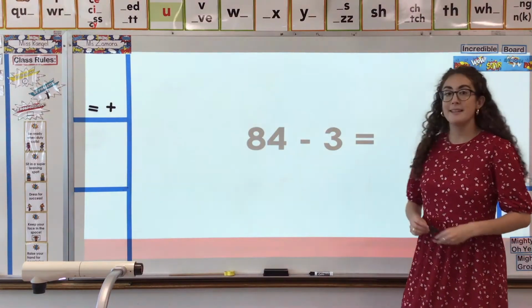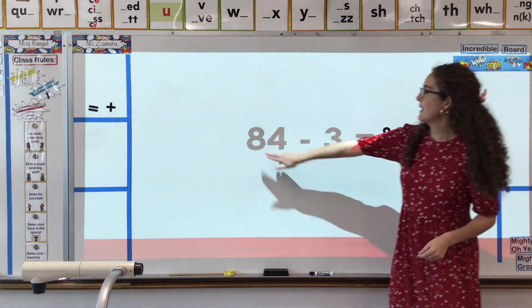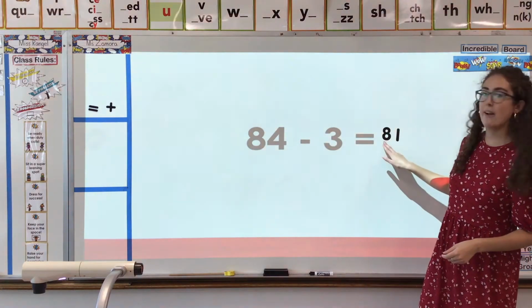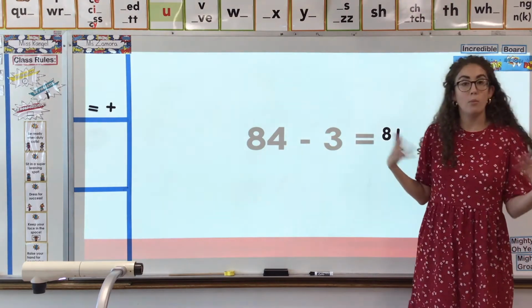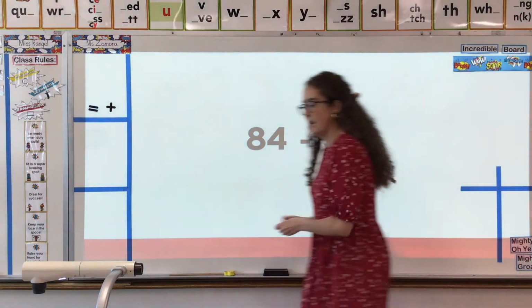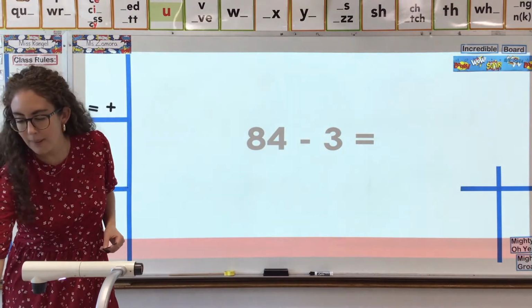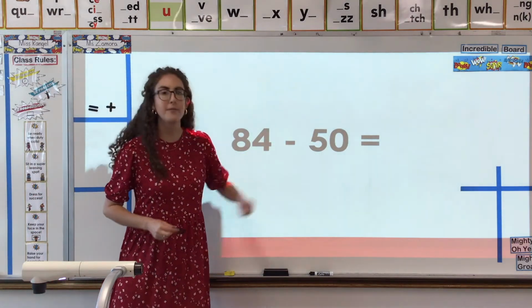So this is 81. Because this 8 tens just carries over to our answer. And 4 minus 3 equals 1. So our answer is 81. Okay, next one. What about 84 minus 50?